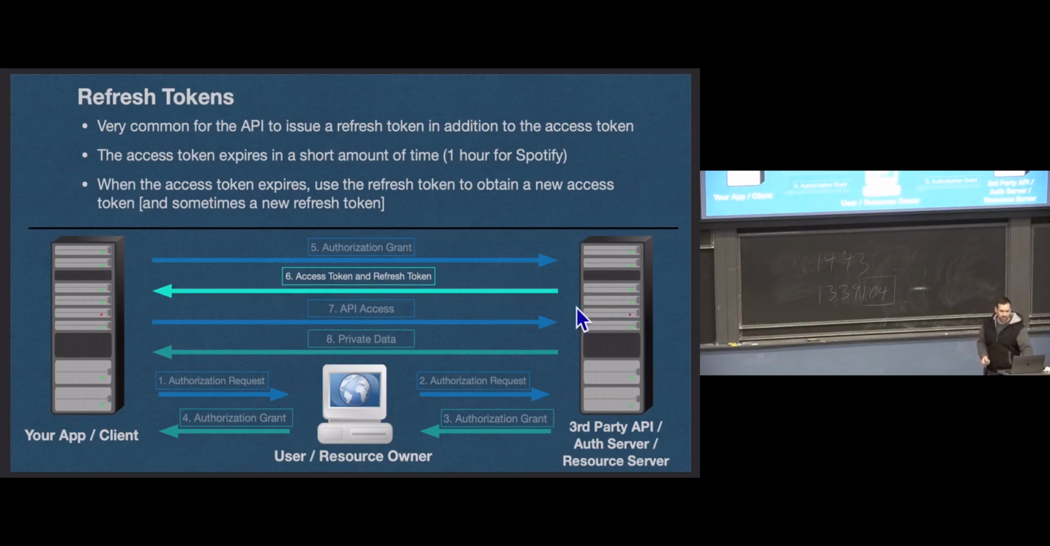What you're going to do is go back to the server with your refresh token and say, hey, my access token expired. I would like a new one, please. Flash them the refresh token, and they'll give you a new access token, and sometimes a new refresh token, though in practice I haven't seen that very often. You'll usually just get a new access token and keep the same refresh token.